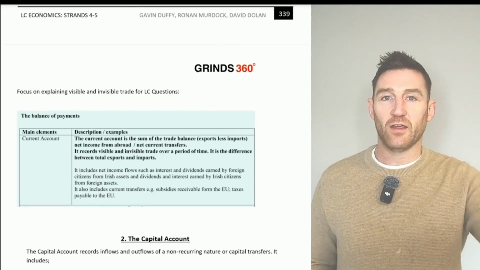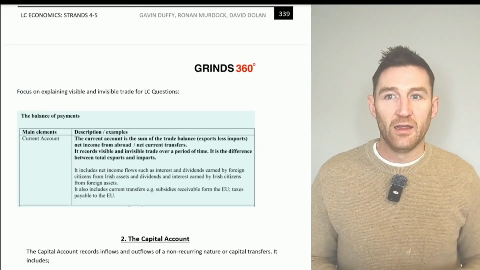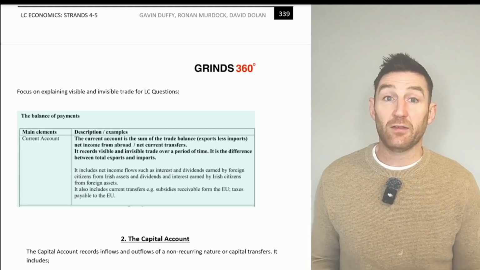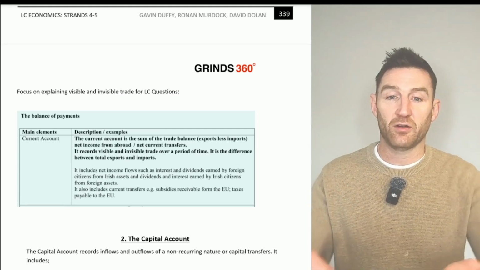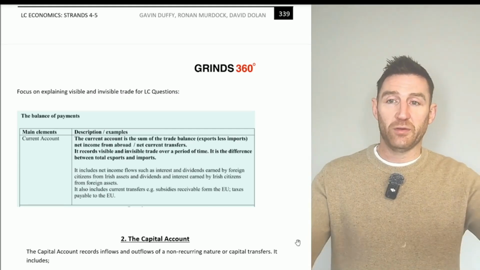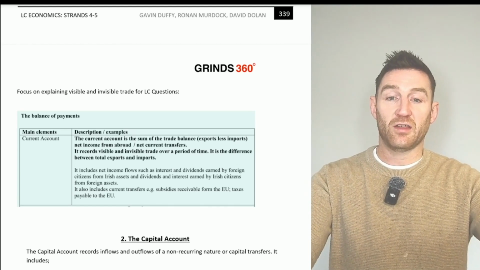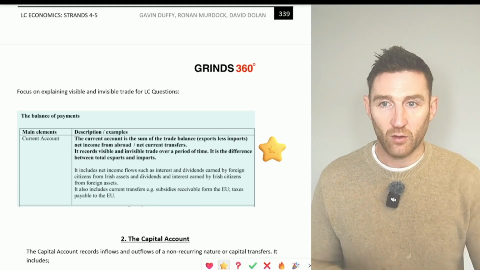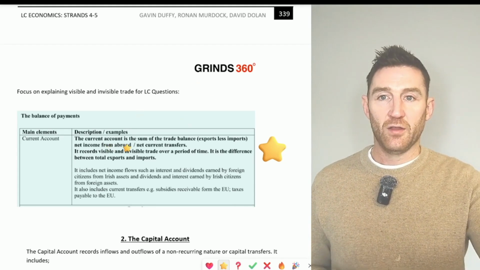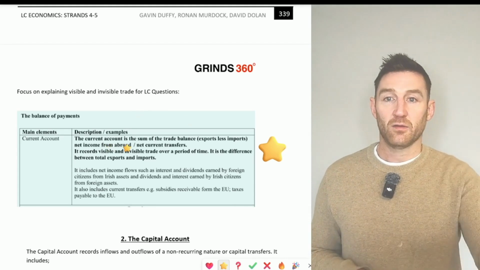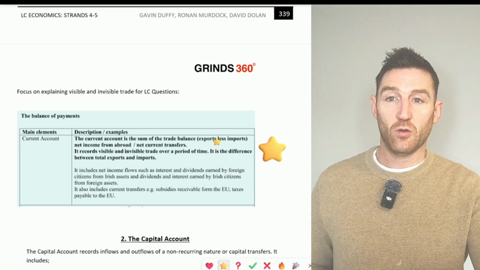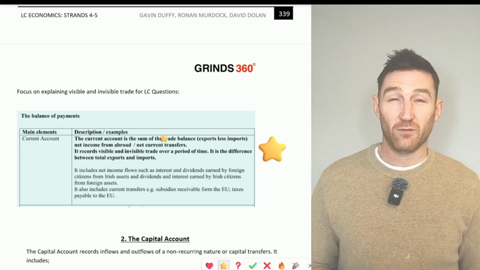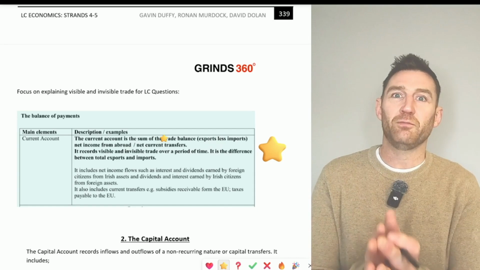Now, if you flick over to the next page, if you're asked to explain the current account, this is the definition that you would need. So they're the components within it. If you're in an exam and you're explaining the current account, that is what you're going to go for. So that is an important definition. It is the sum of trade: total exports less imports, net factor income from abroad, and net current transfers. So the kind of four parts.